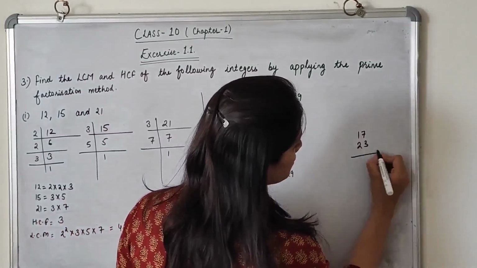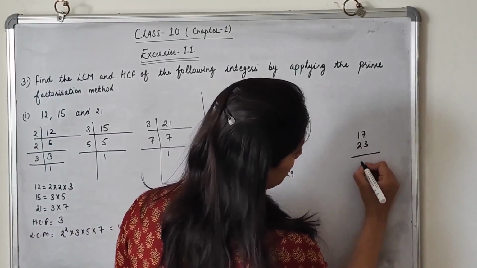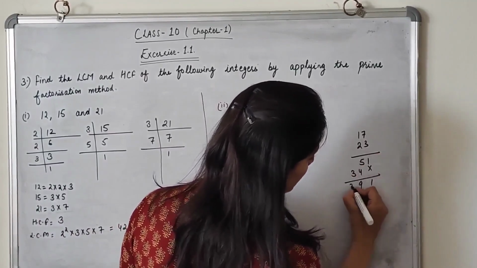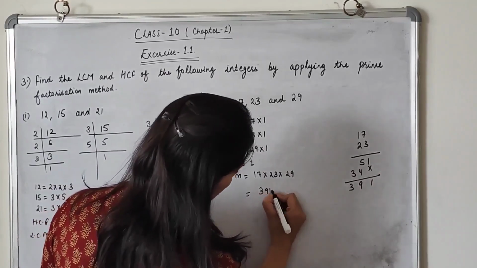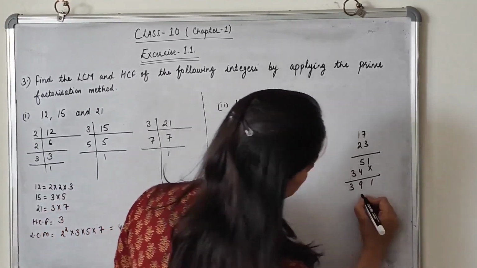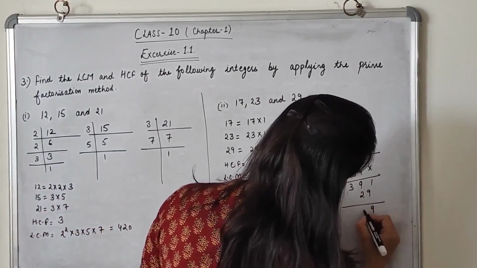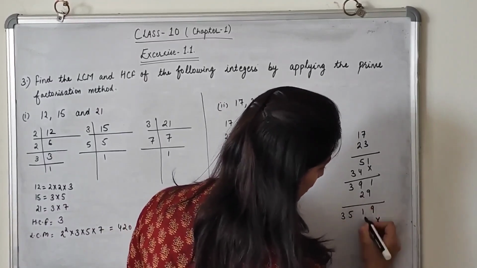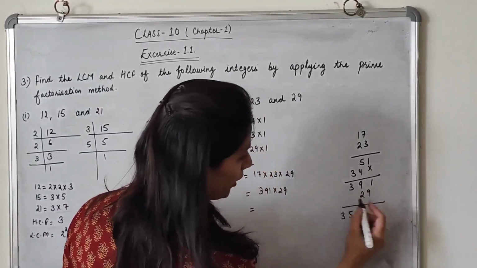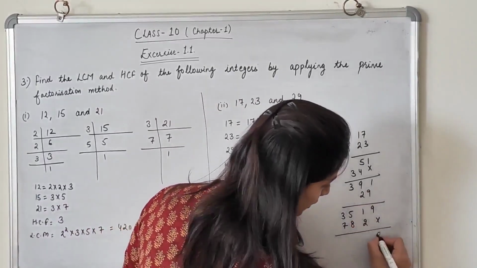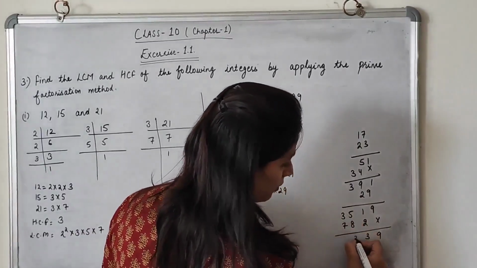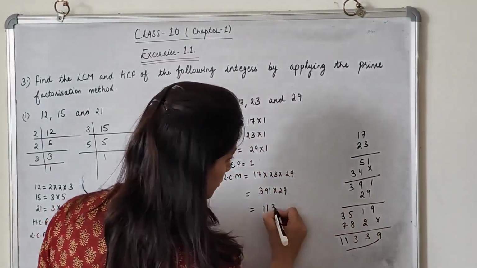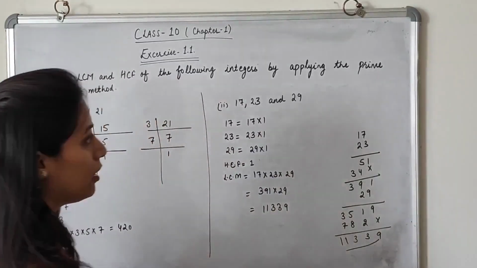17 into 23. 17 3s are 51. 17 2s are 34. 391. 391 into 29 is equal to 9. 9 9s are 81, 8. 9 3s are 27 plus 8, 35. 2, 9 2s are 18, 1, 3 2s are 6 plus 1, 7, 9, 3, 3 plus 1, 7, 4, 11, 3, 3, 9 is the answer.